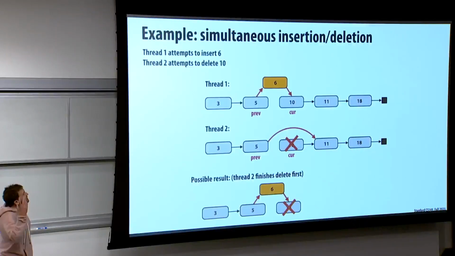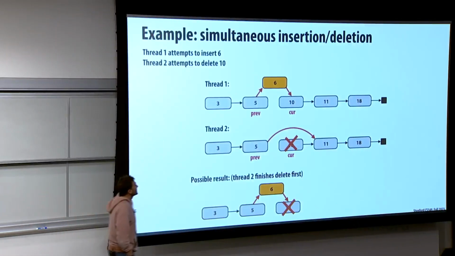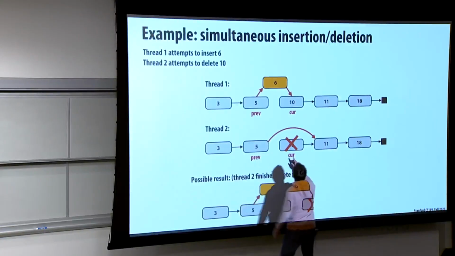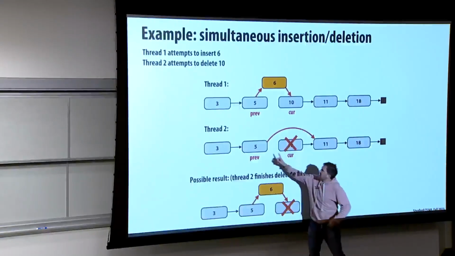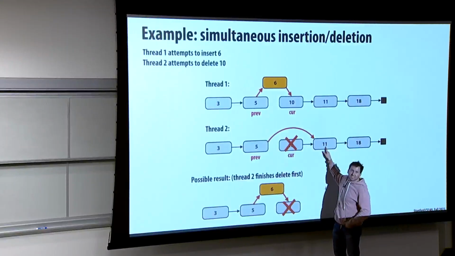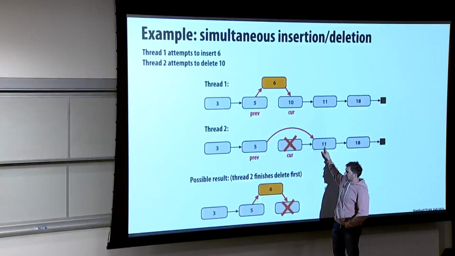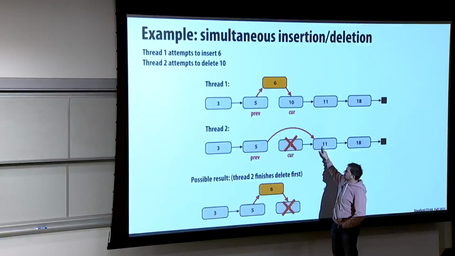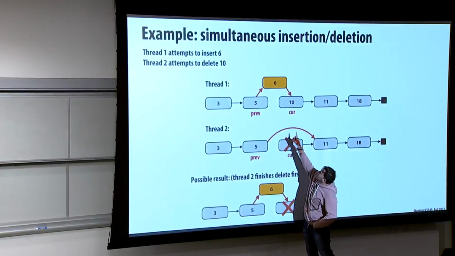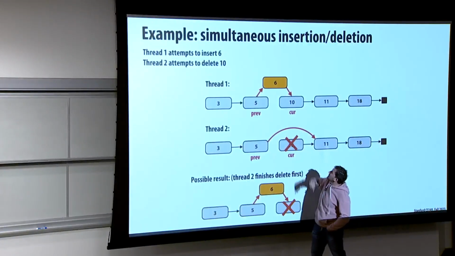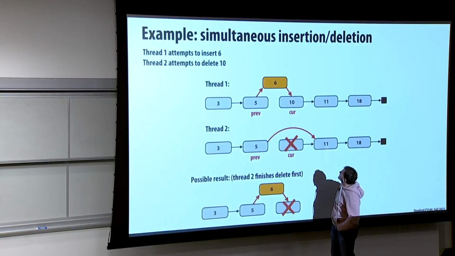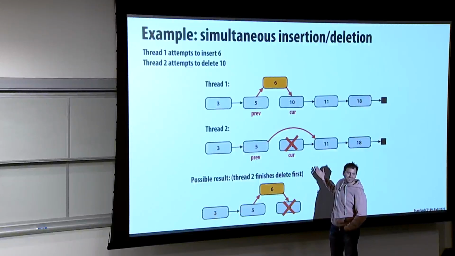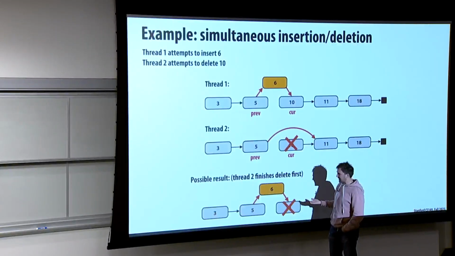Let's think about another case. How about one insert and one delete? So let's say thread 2 is trying to delete 10. Thread 2 says, okay, I want to get rid of 10, so 5 needs to point to 11. But that's interesting because 5, according to thread 1, is pointing to 6, which is pointing to 10, which is deleted, and might no longer have a valid next pointer at all. And now all of a sudden I've lost the rest of my list.